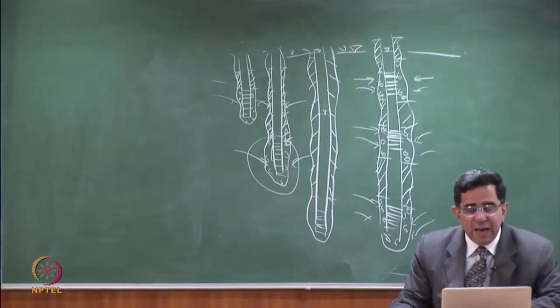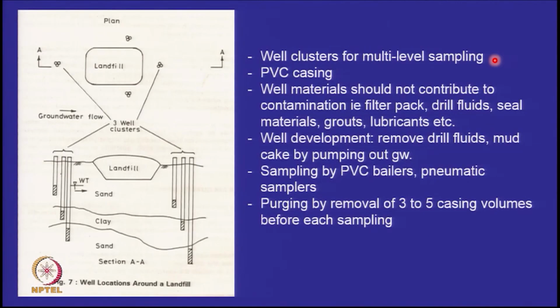we have to use well clusters for multi-level sampling. I am using a 3 well cluster with 3 different depths. Well material, so firstly you do not use steel pipe. Most of the time we have been using steel pipes until now. We have gone to PVC casings which are perforated with screens. Well materials should not contribute to contamination. That is the filter pack, the drill fluids, the seal materials, the grouts and the lubricants. Each one of them has to be tested that they do not cause contamination into the ground.